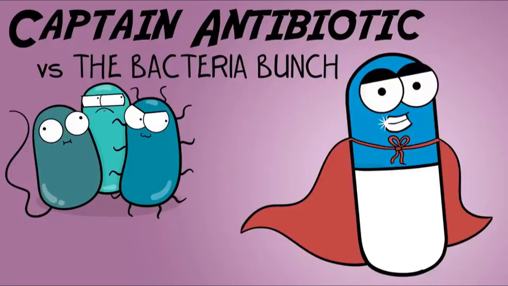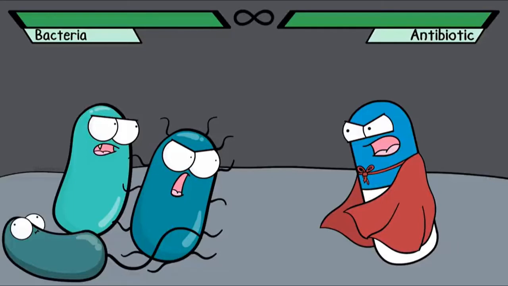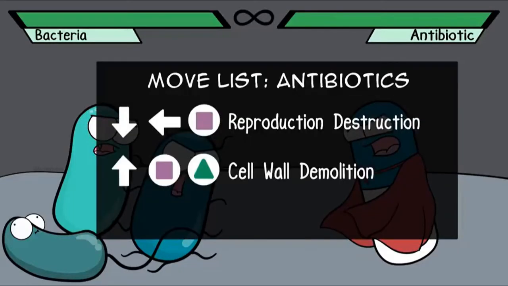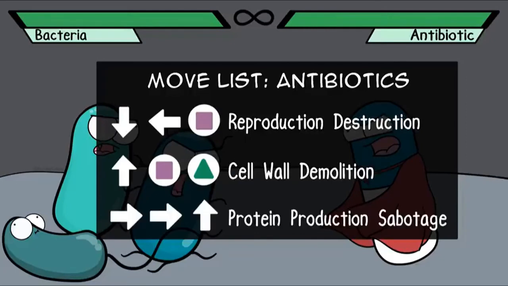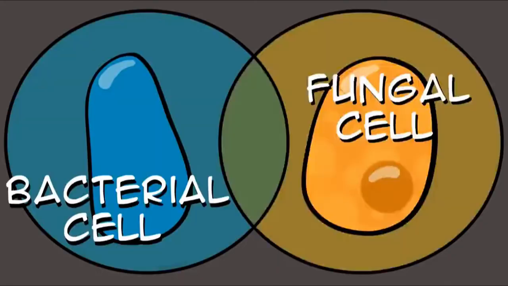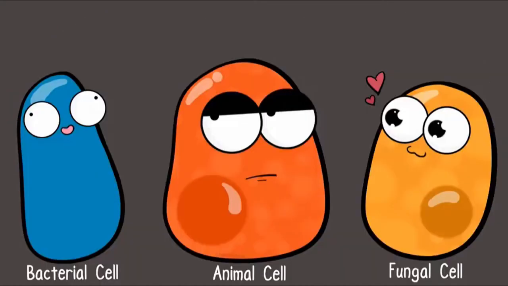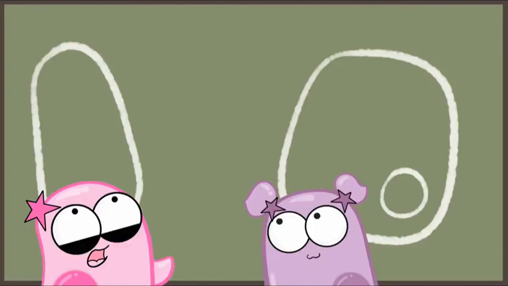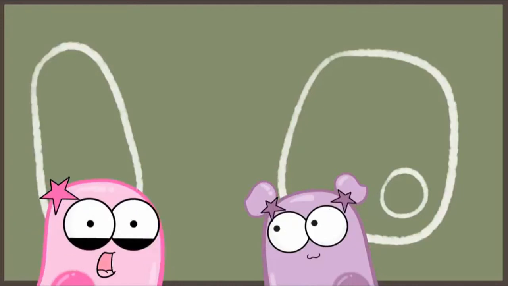Well, antibiotics target bacteria. Antibiotics can destroy bacteria by affecting their ability to reproduce, damaging their cell walls, or interfering with their ability to make proteins that they need to survive. Just some examples. But it turns out bacterial cells and fungal cells are very different cell types. In fact, fungal cells have more in common with your cells, which are animal cells, than they have in common with bacterial cells. And that has a lot to do with the comparison of prokaryotic cells with eukaryotic cells, which is what we will focus on.